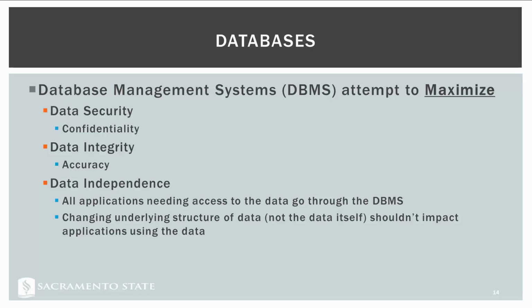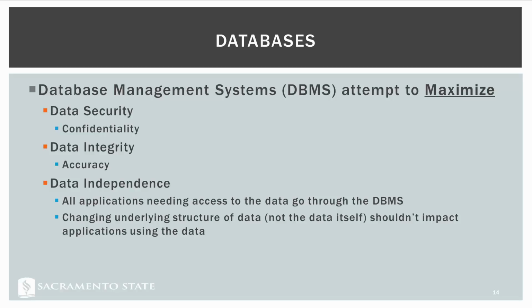And number 3, this one's a little bit tricky to understand. The idea that we are trying to maximize data independence. All right, so this has really 2 parts to it. One of the parts is that if you need to change the data or access the data, you should go through the database management system. There should be no kind of back doors, which we'll talk about more later when we talk about security. There should be no other way to access the data that doesn't go through the database management system. There's no way to change the data outside of that.